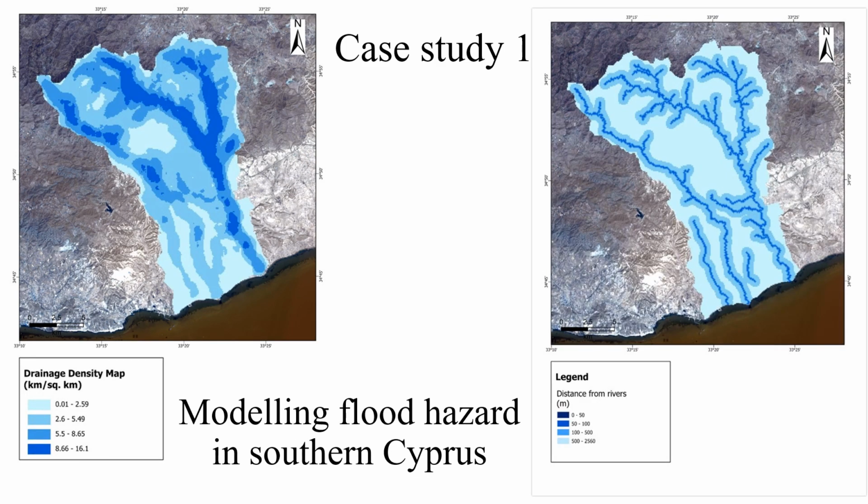Moreover, we used DEM to extract the drainage density as well as the distance from rivers. We have already seen how this affects the flood hazard.